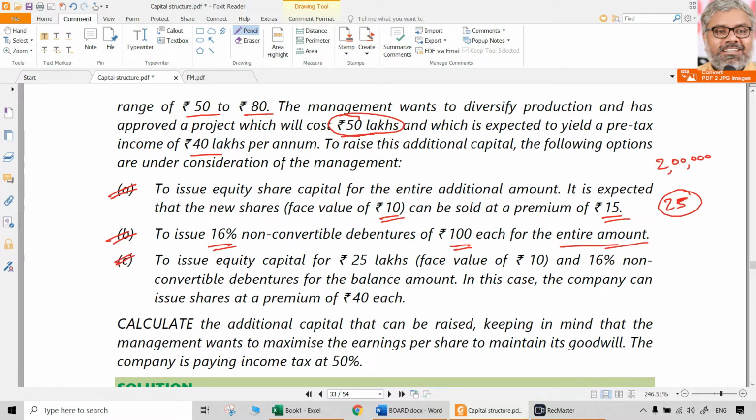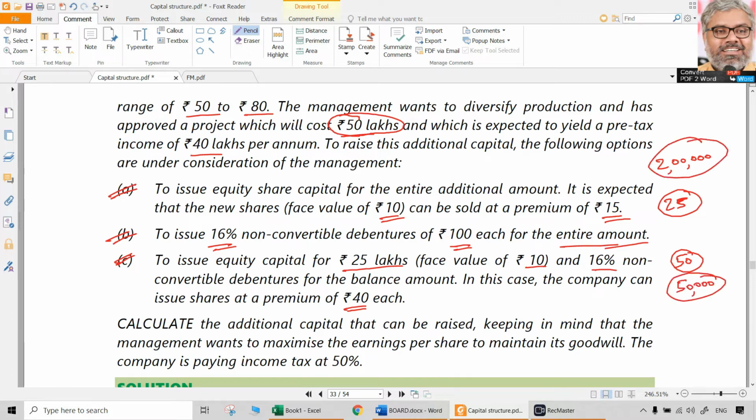Third option is to issue equity share capital for 25 lakhs with a face value of 10 and 16% non-convertible debentures for the balance amount. In this case, the company can issue the shares at a premium of 40 rupees per share. Now, what is the issue price? 50, because the premium is not 15 rupees anymore. Here it is 40 rupees premium. That means 10 rupees face value plus 40, 50 rupees is the total issue price. But how much is going to be raised? Only 25 lakhs. That means how many shares are to be issued? 25 lakhs divided by 50. That will be 50,000 shares.